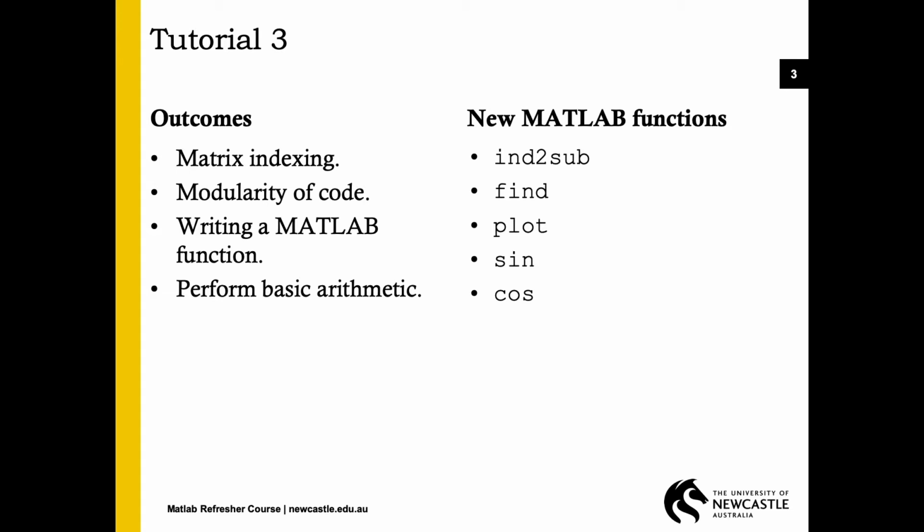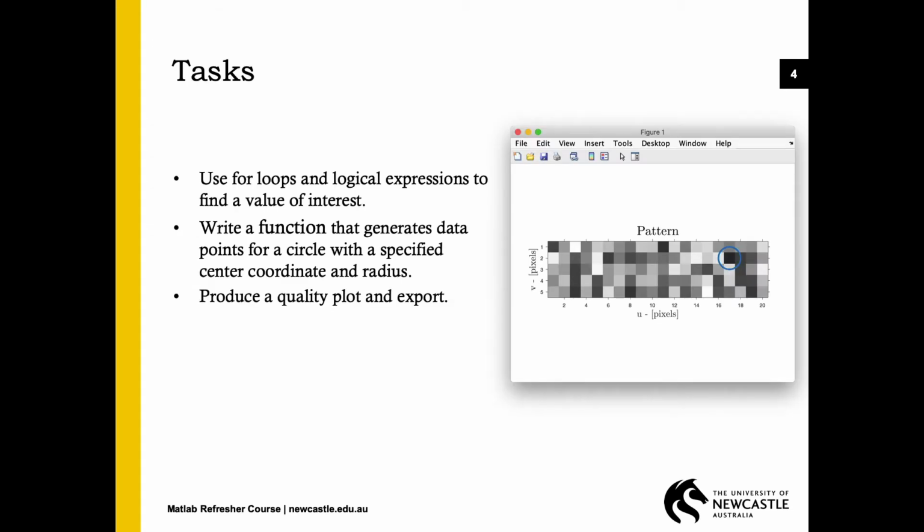All the new functions we'll be using you can see here on the right. We're going to skip over some of the setup that is the same as the previous tutorial and jump right into the new content. We'll use for loops and logical expressions to find a number of interest in a large matrix. We'll write a function that returns a set of points which lie on the perimeter of a circle for plotting. Then we'll generate the figure you can see here. Let's move over to Matlab and get started.